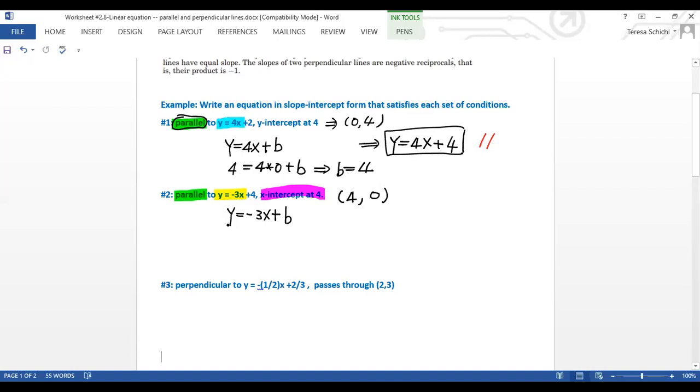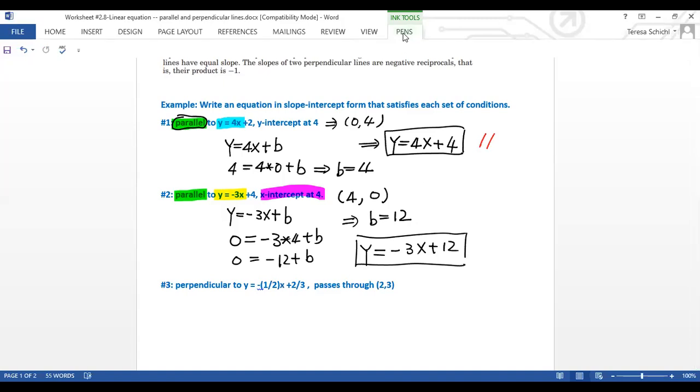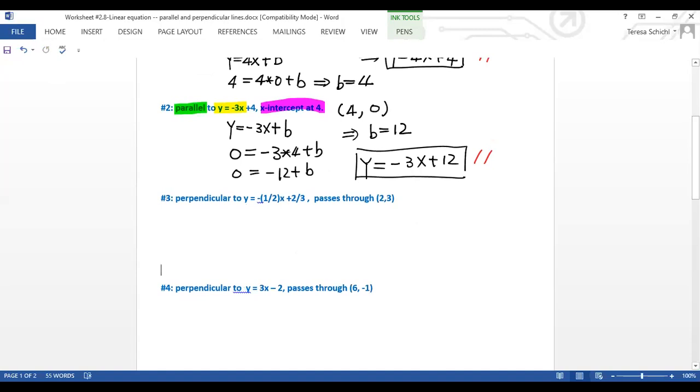Now let's substitute to see what b is. So y equals 0 is equal to negative 3 times 4 plus b. So 0 is equal to negative 12 plus b. So b is 12. What is my final answer? Final answer is y equals negative 3x plus 12. Again, this one is a parallel line. Okay, good job. We are progressing very well here.